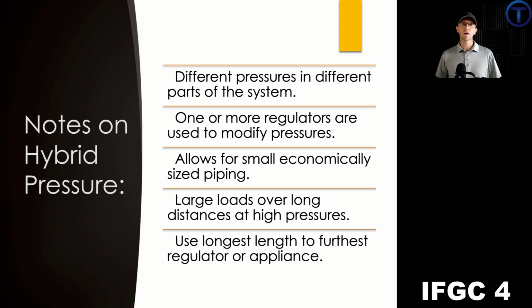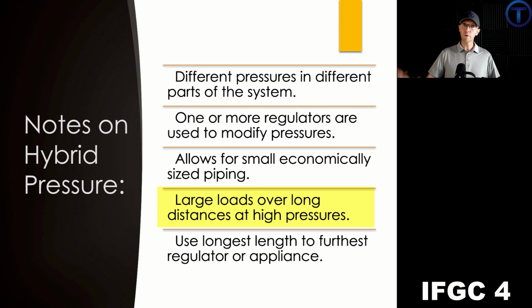Here are some notes on the hybrid pressure method. These are differences that set it apart from our longest length method. First of all, we have different pressures in different parts of the system, as I mentioned earlier. One or more regulators are going to be involved with this system that's going to modify those pressures. This allows for smaller and more economically sized pipe that might save some money on materials, but it also allows for larger loads over longer distances at higher pressures. So as we increase the pressure, we can decrease the size of the pipe.